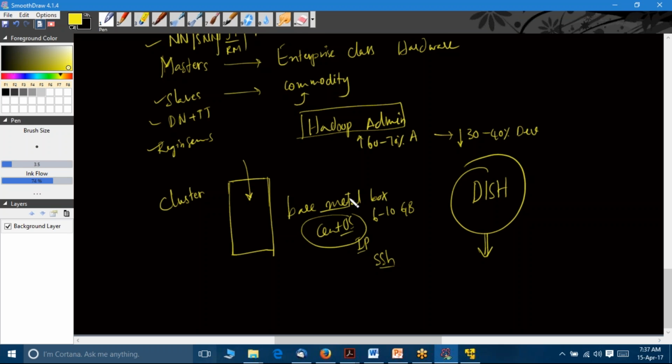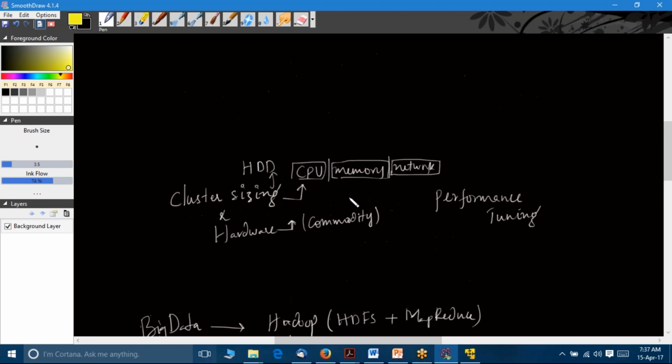So this is all about your cluster sizing and what type of hardware, in terms of your CPU. What is the configuration that you use here in terms of the CPU?